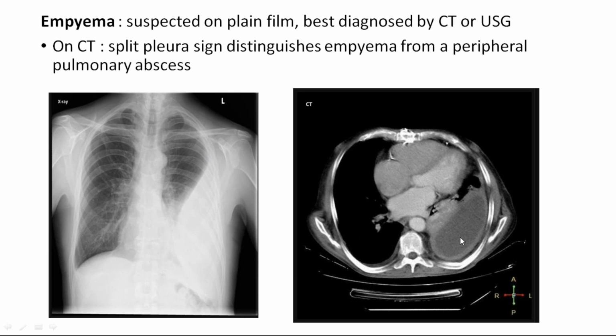And on the CT, we can see the classic split pleura sign, distinguishing empyema from a peripheral pulmonary abscess. This is the axial section CT showing empyema with a split pleural sign.